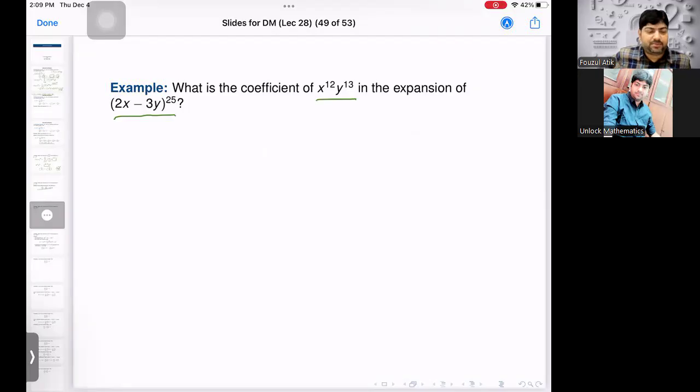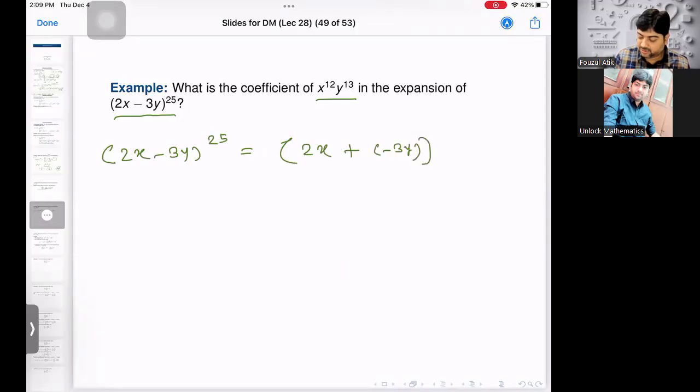Okay, we'll take the help of, again, the binomial coefficient and something we have to equate extra. So this part, 2x minus 3y whole to the power 25, I can write as 2x plus minus 3y whole to the power 25, right? So this is one quantity and this is another one. Like it is working like x and y. Clear?